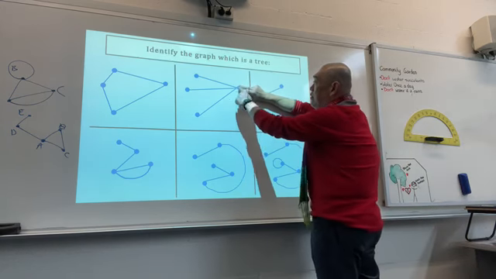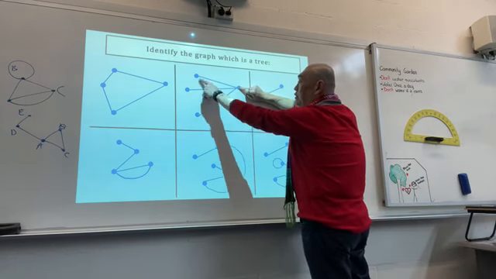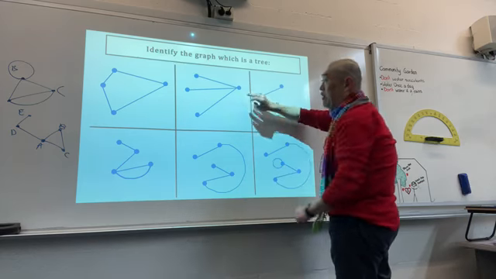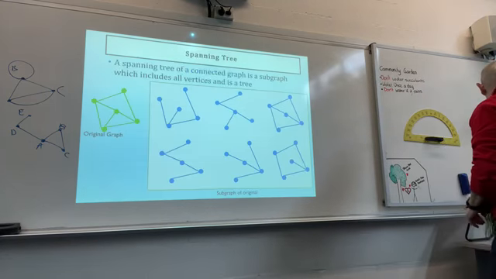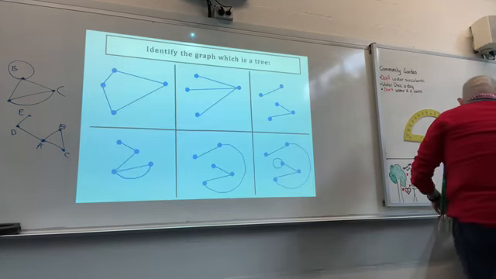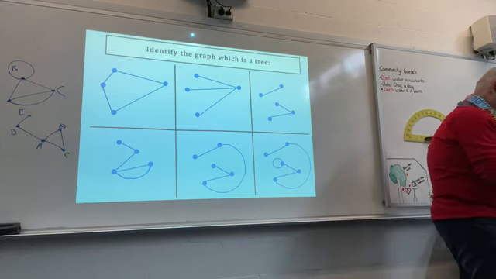Whereas this one has a unique path and one unique path. So therefore those two are trees. All right? Oops. So that's loop. Let me write it down.